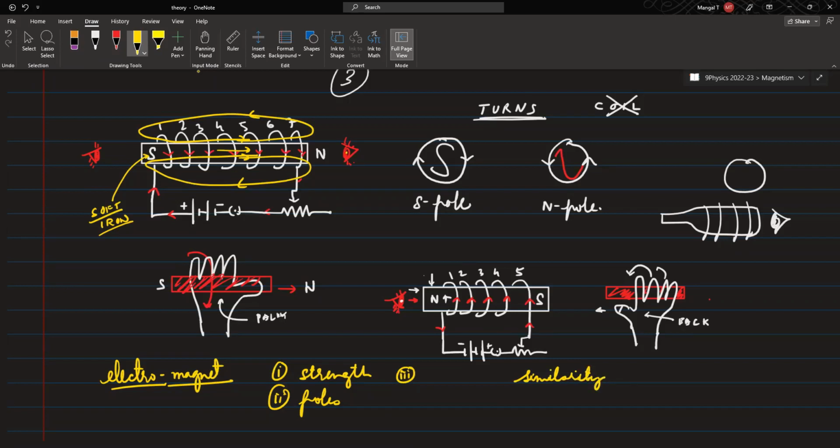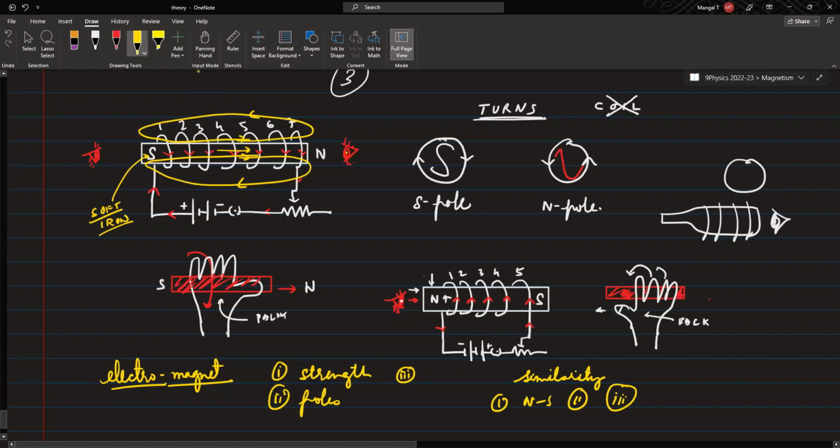If you suspend the electromagnet, it will point in the north-south direction. If you bring magnetic substance closer to the electromagnet, it will get attracted to it. If you bring like poles closer to the electromagnet, they will repel. If you bring unlike poles closer, they will attract. So these properties are common between an electromagnet and a permanent magnet.